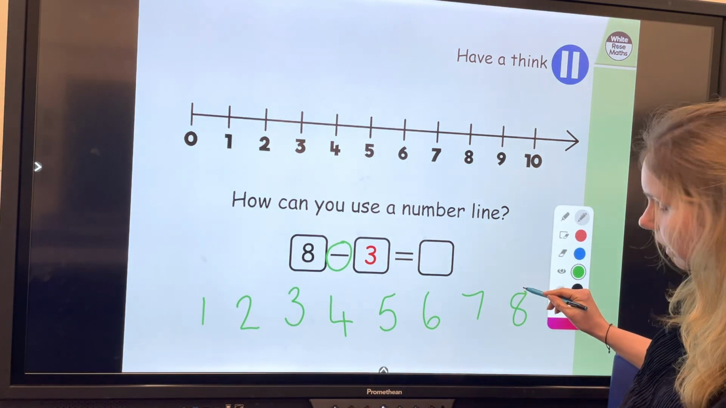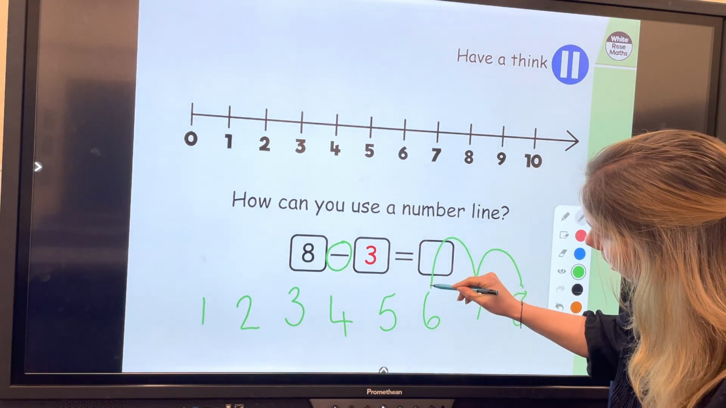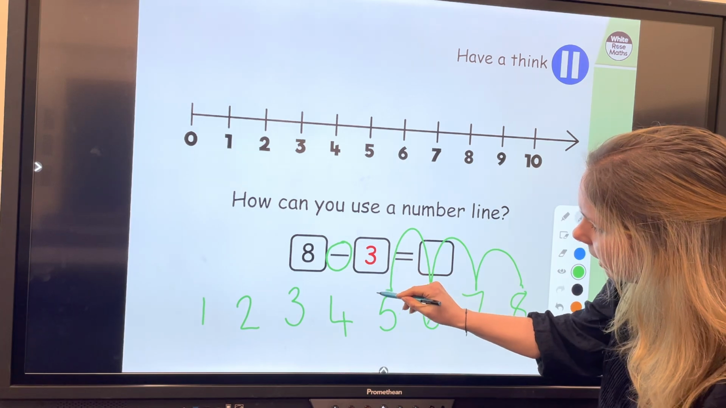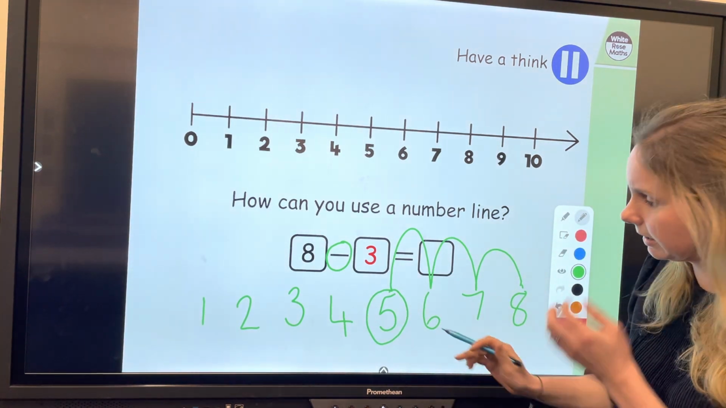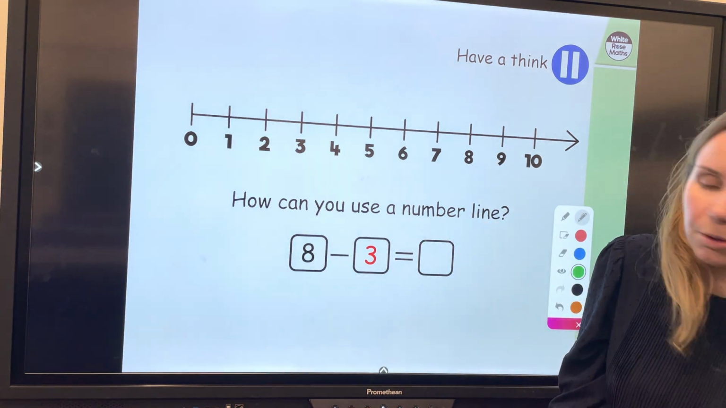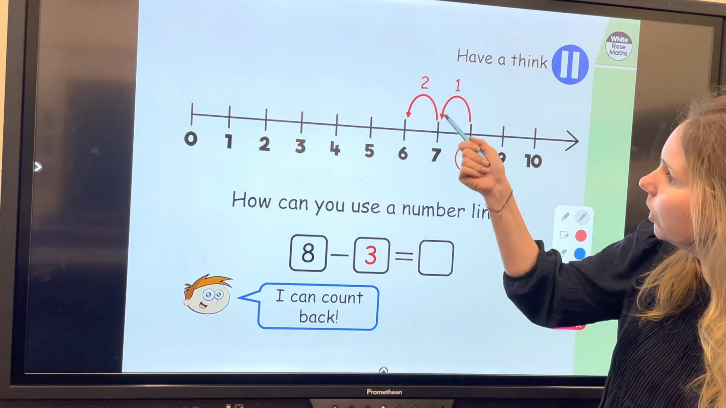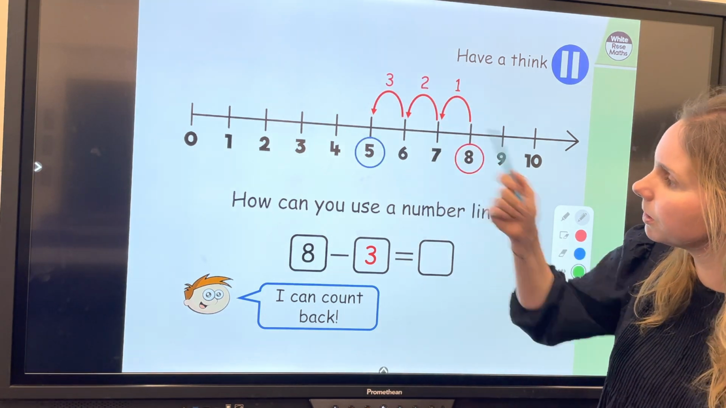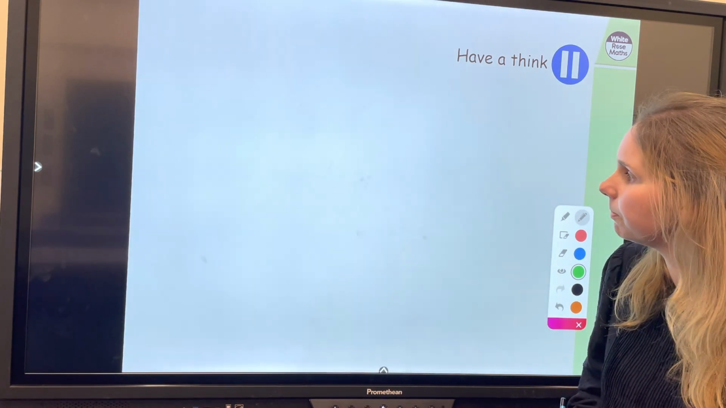So here's my starting number, 8. 1, 2, 3. I've landed on this number. I'm going to put a circle around it. Did you get the same answer? Number 5. Let's have a look to see if we get it on the number track up here as well. So 8, 1, 2, 3. 3 jumps back is 5. Well done if you got that at home.